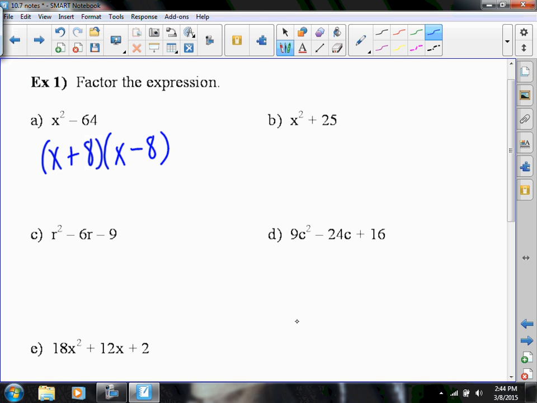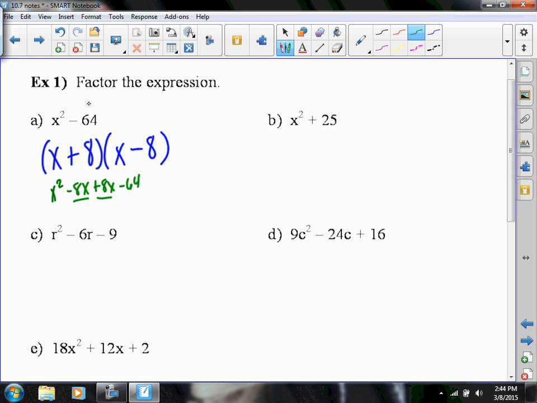Now that's really easy because I know it's a difference of two squares, and I know the pattern that follows when I factor it. If you need to check your work, you can multiply it out where you get x squared minus 8x plus 8x minus 64. And then those middle terms will cancel, so you end up with x squared minus 64.